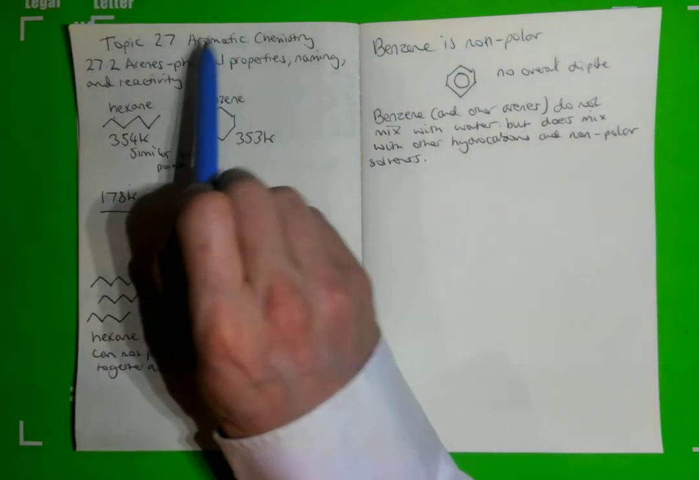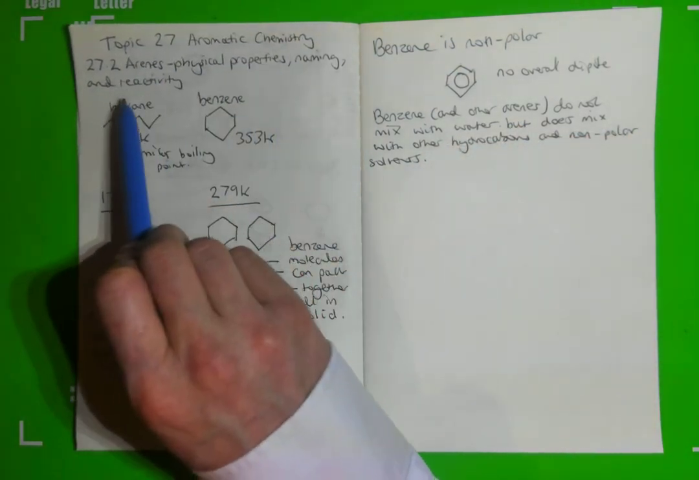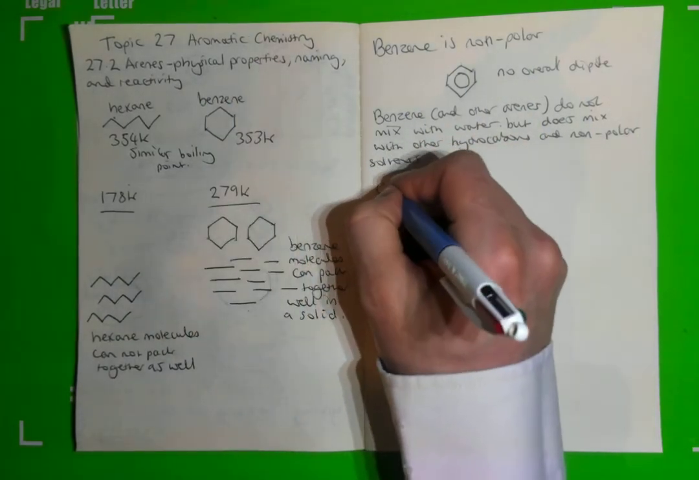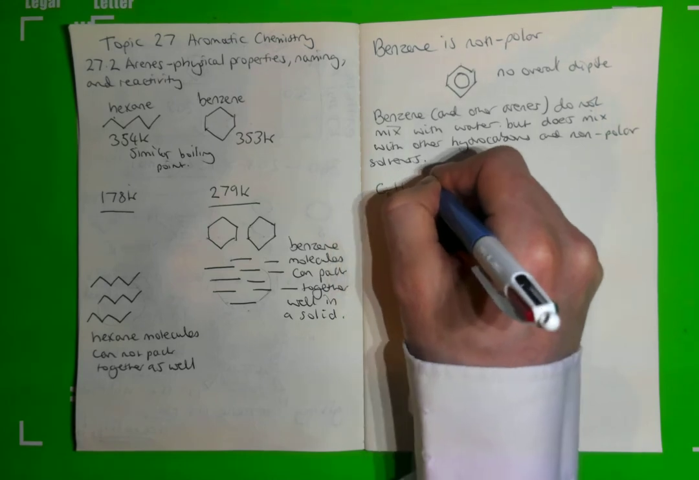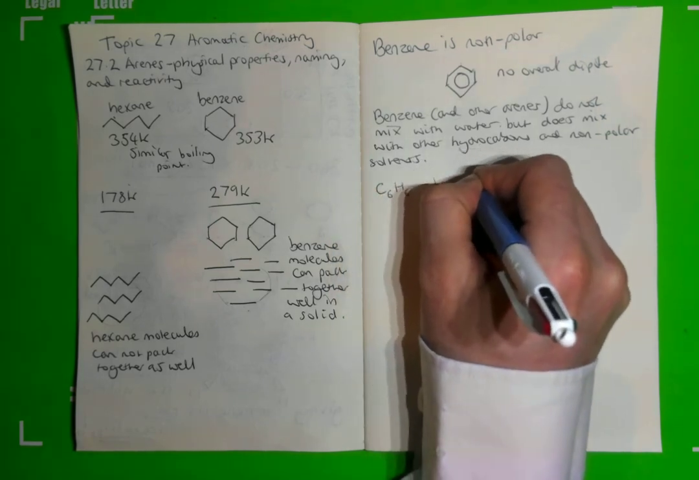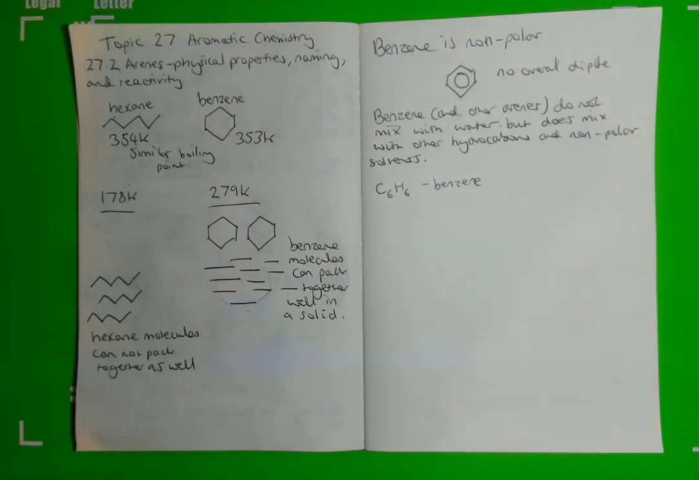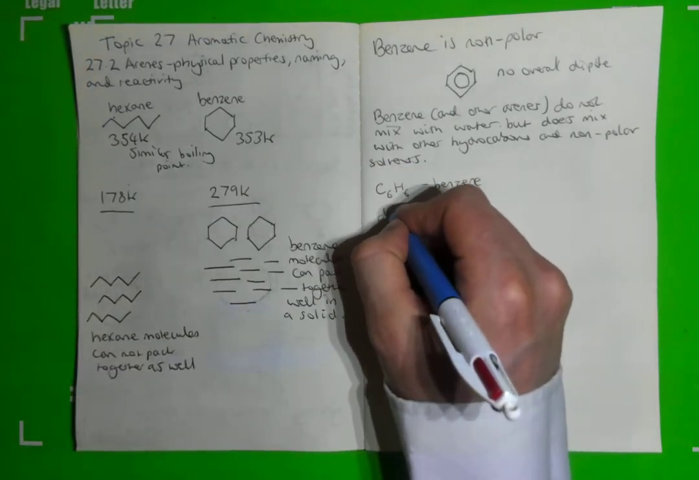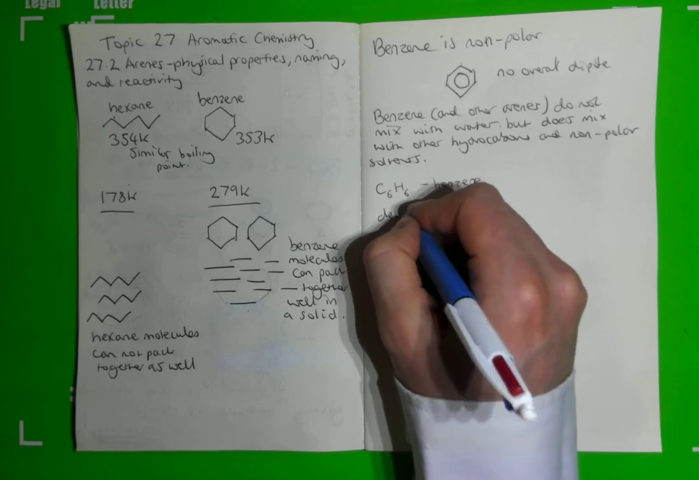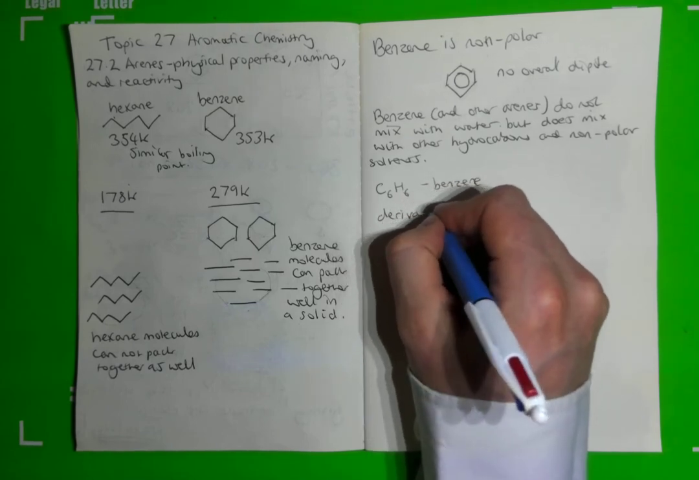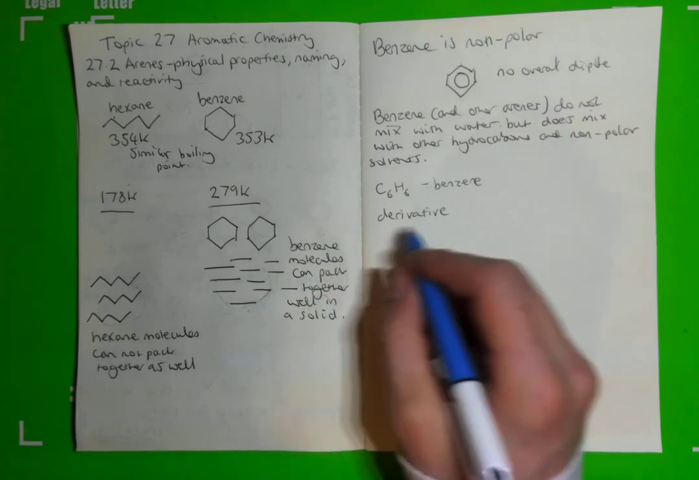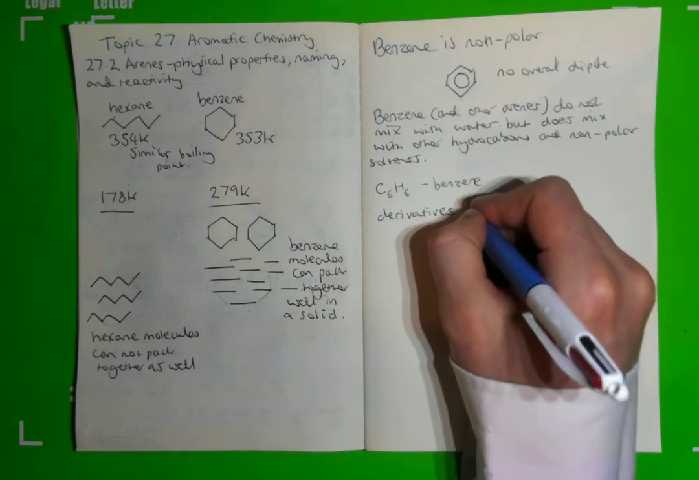Okay, so we've looked at physical properties now of arenes. Now we're going to look at naming these. Obviously this one here is benzene. We know that. What we're going to now look at is what we call the derivatives of benzene. A derivative is a structure which is based on benzene.